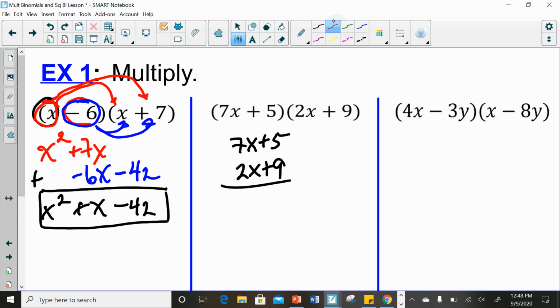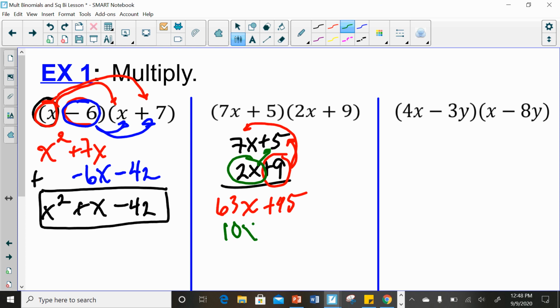So I am going to multiply this 9 through to the 5 and to the 7x. So 9 times 5 is a positive 45. And then 9 times 7x is a positive 63x. Then we're going to do our second distribution. So you take the next term, 2x, and you're going to multiply it to the 5. That gives us 10x. Well, 10x is going to line up with the 63x. So I'm going to put my 10x here.